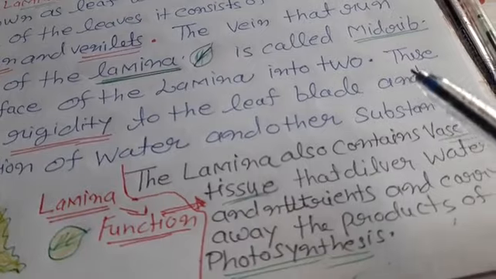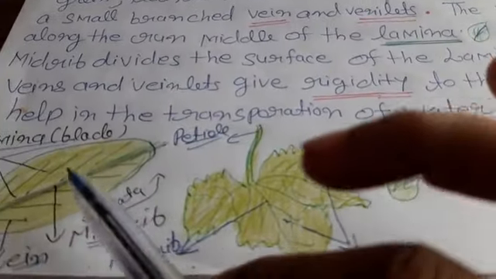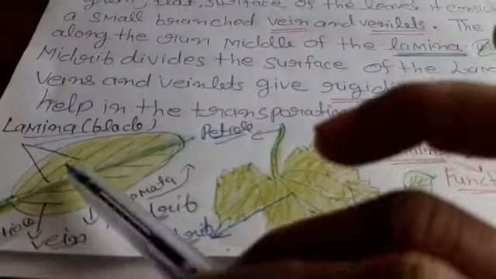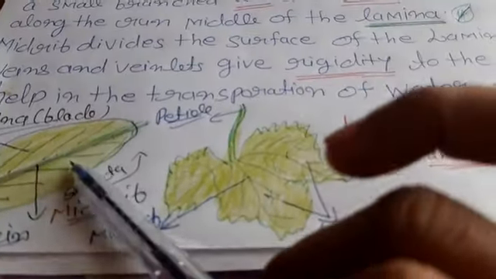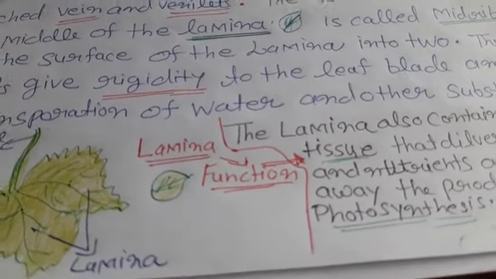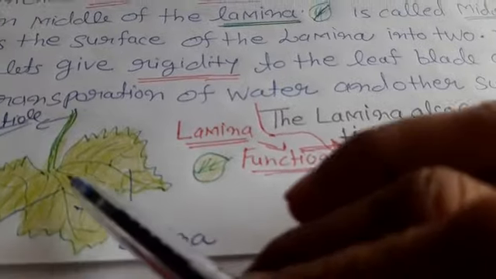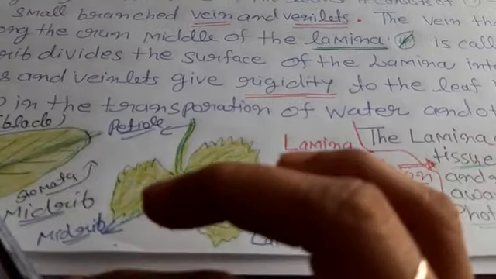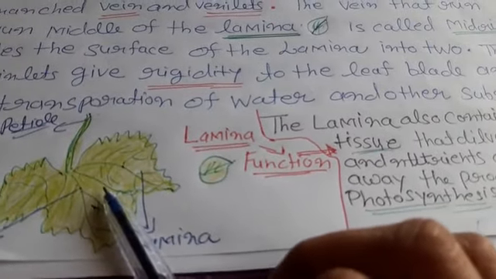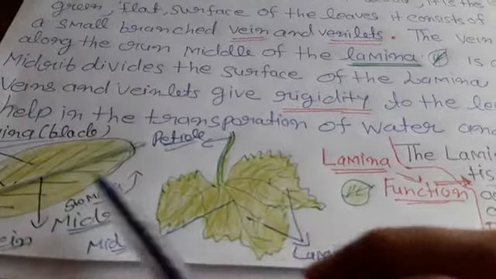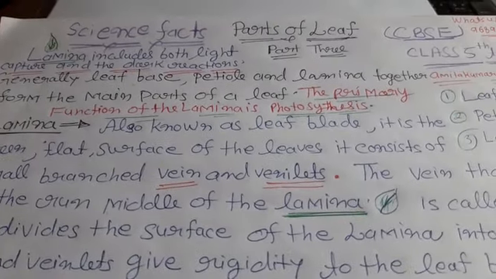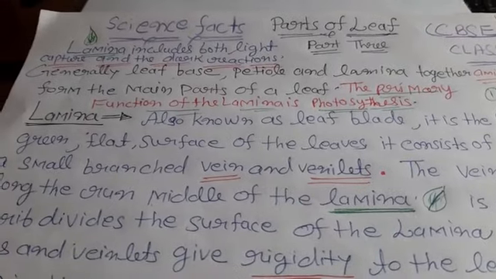They also help in the transpiration of water and other substances. Okay, these veins help in the transpiration of water and other substances. As for the main function of the lamina, the lamina or leaf blade consists of vascular tissue that delivers water and nutrients and carries away the products of photosynthesis. Okay, so this is a very important topic of class 7th.